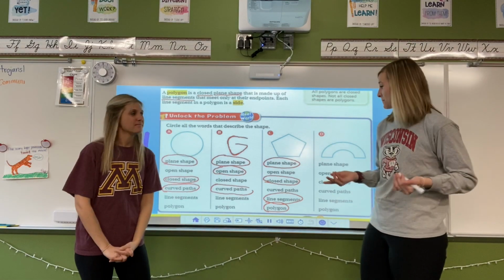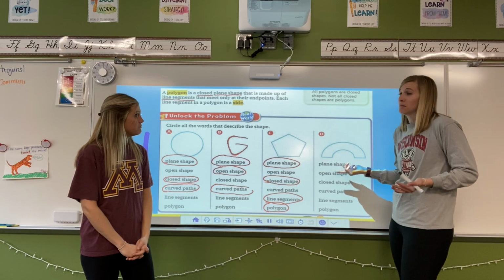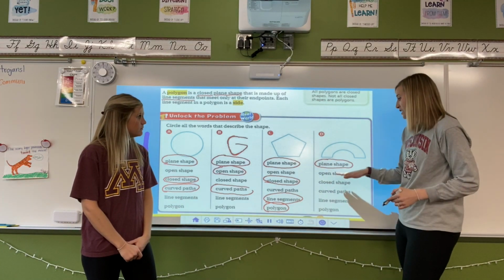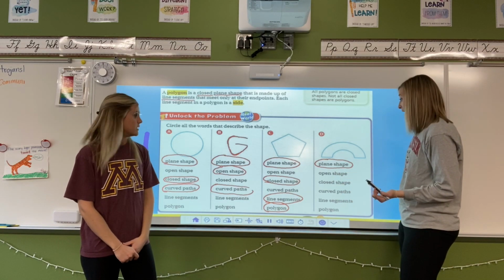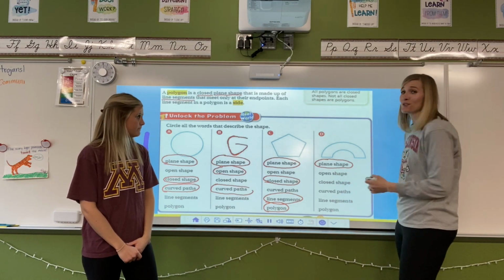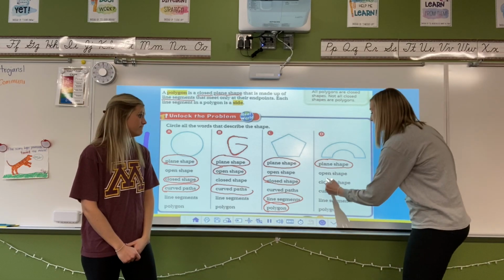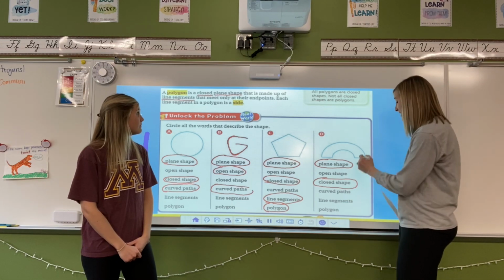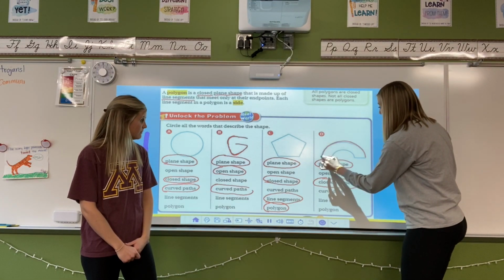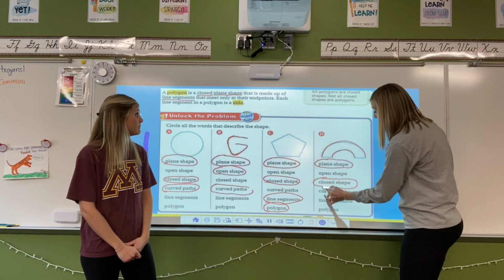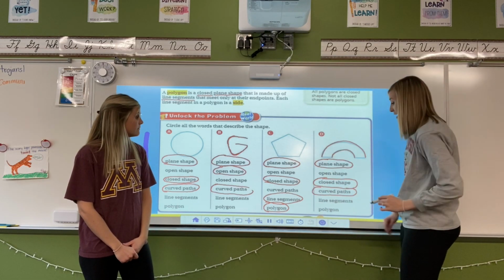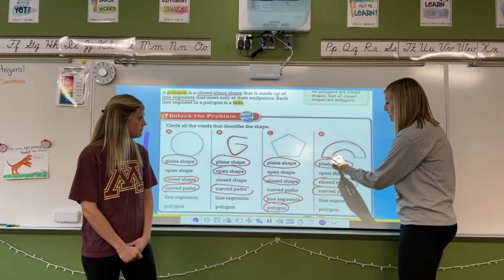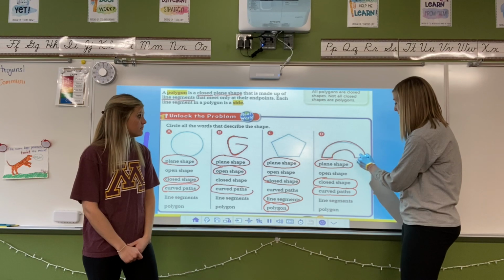Okay. Here's our last one. Is it a plane shape? Yeah, it's flat. Is it open? I don't think so. I don't see any openings. So then I know automatically it's closed. Does it have curved paths? Well, I see two curved paths. I see one up here and one right there. So it has curved paths. And does it have line segments? It does. I see a line segment here and here, here and here.